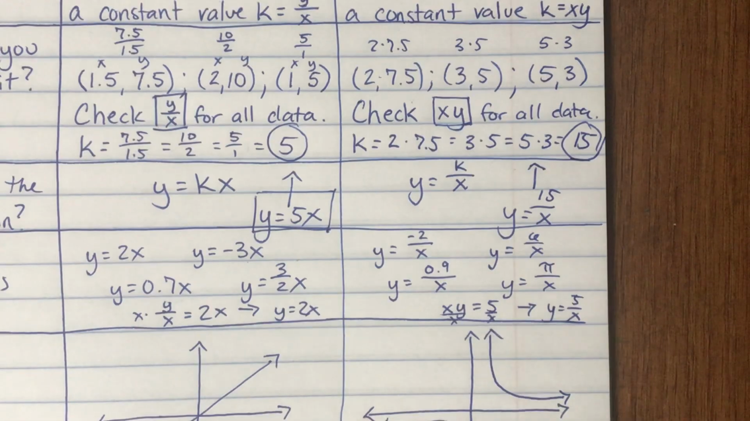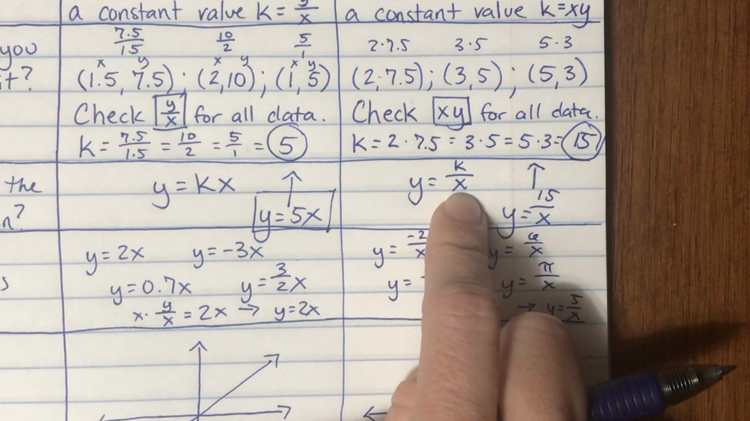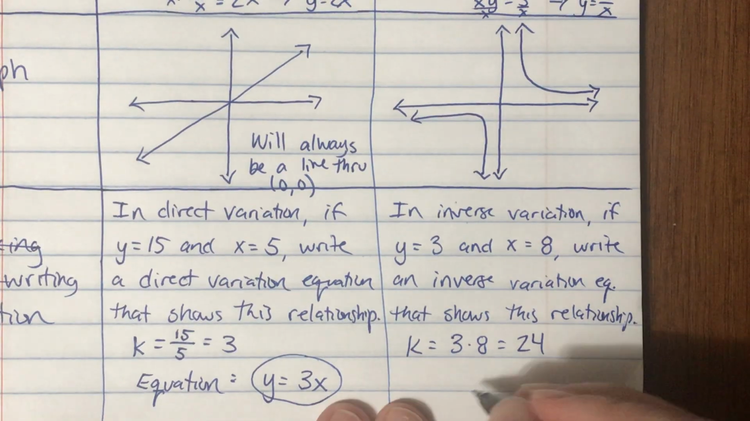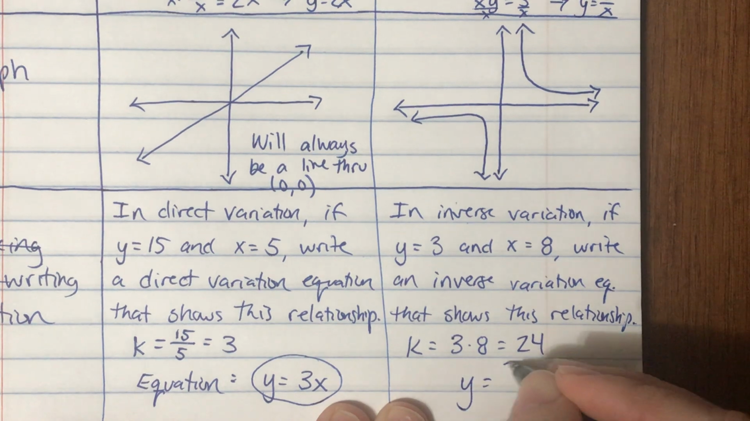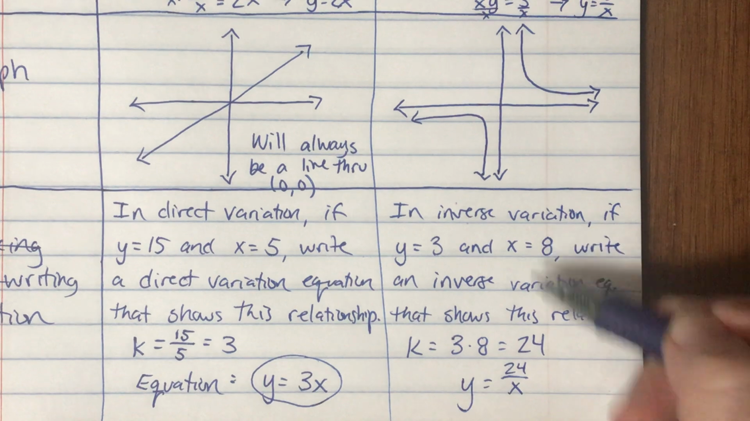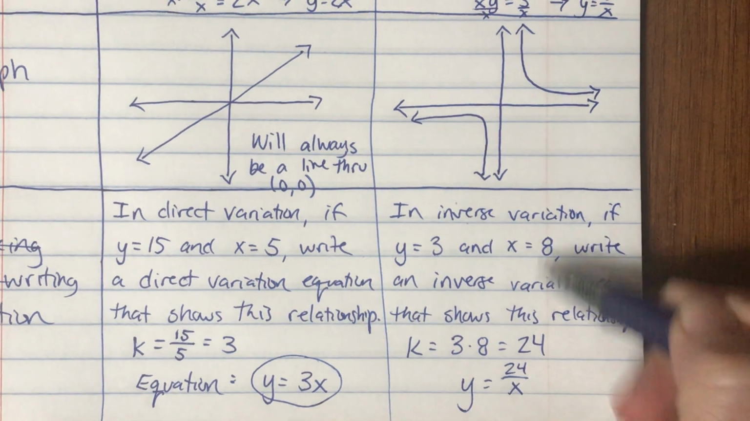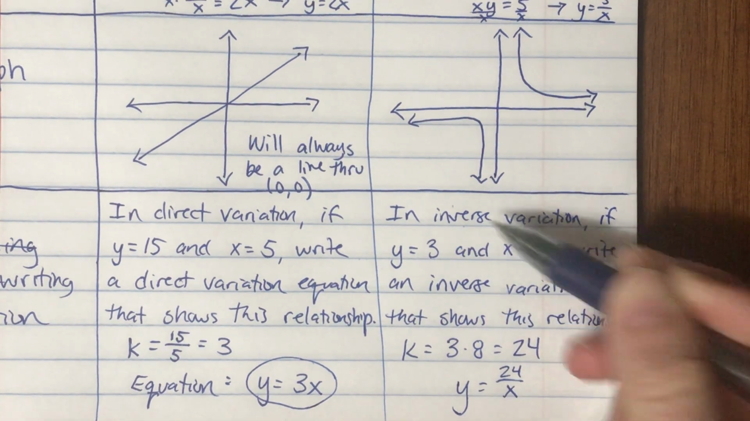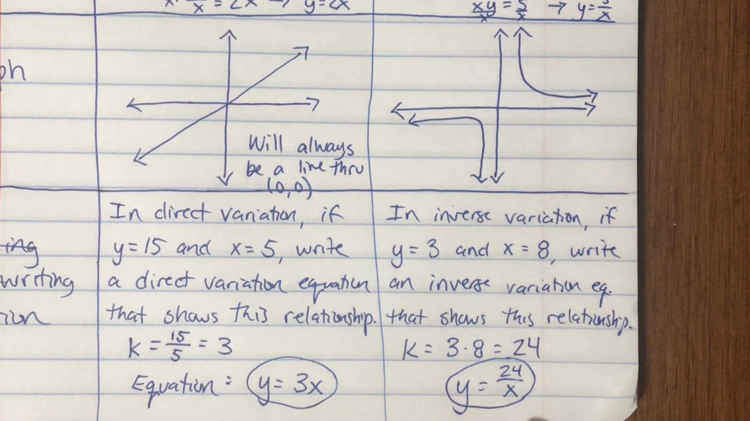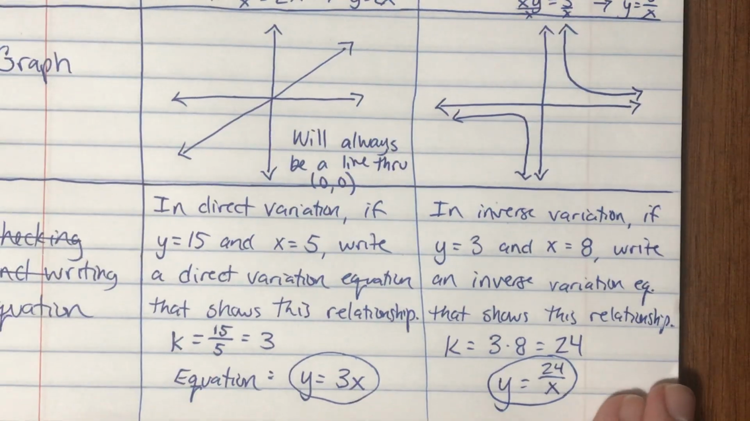And then I use my general formula. What does the equation look like? My constant over x. And so when I write my equation, it's going to be y is equal to 24 over x, which makes sense because if I do 24 divided by my x value 8, I do get 3. 24 divided by 8 is 3. And this would be the answer that you type in to IXL. So we're just practicing finding these.